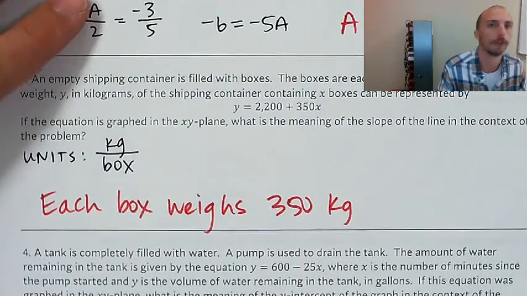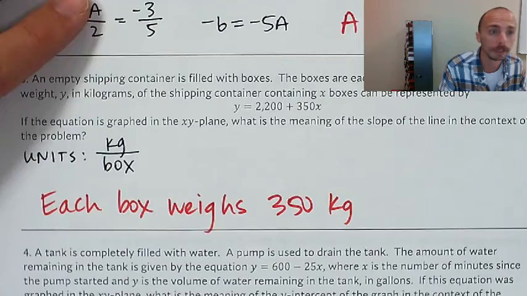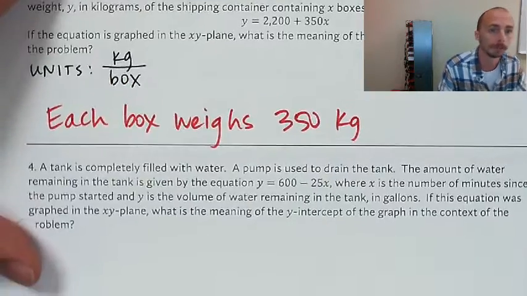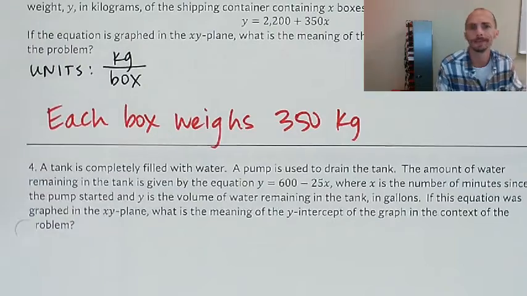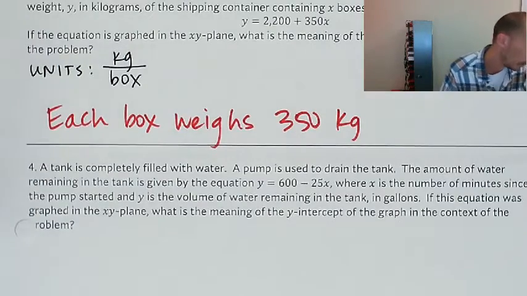You'd say for each box you add, the total weight increases by 350. That's an option. You can say that the rate of change in the total weight is going to be 350 kilograms per box. That works as well. Okay. There's a number of ways we can write this while saying the same thing, right?